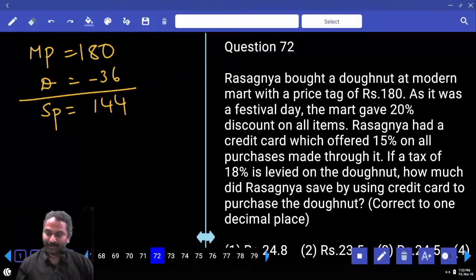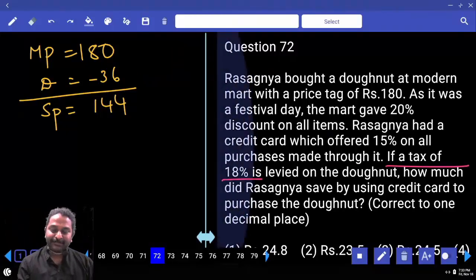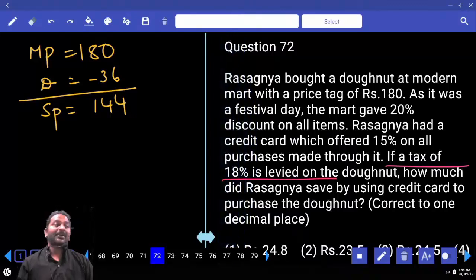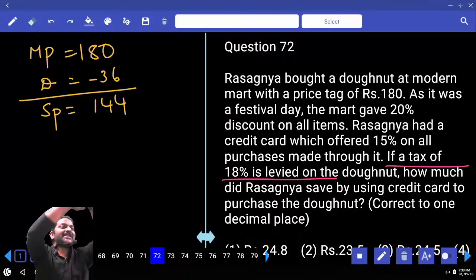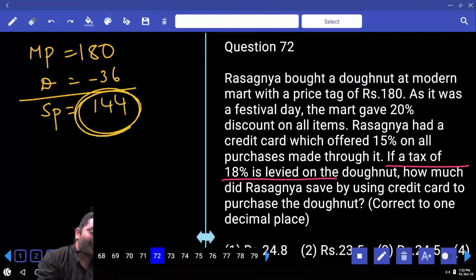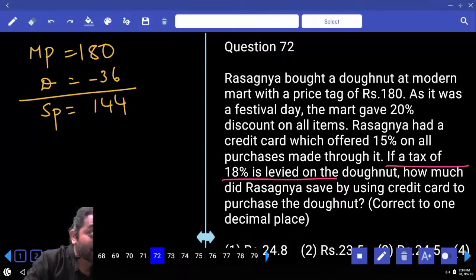Okay, continue. If a tax of 18% is levied on the donut, now how much tax do you have to pay? 18% tax should be paid on the market price or the discounted price? It should be on 144. Right. How much percent? 18%. Tax you have to pay, so should we add here or subtract? Add. How much percent? 18%.